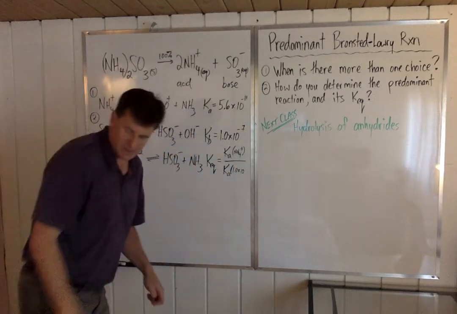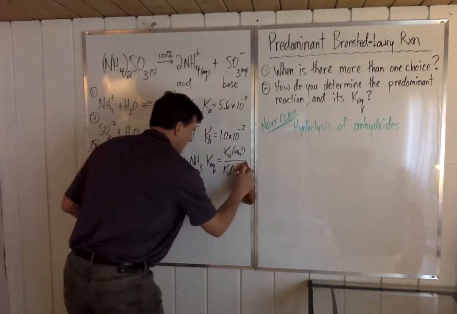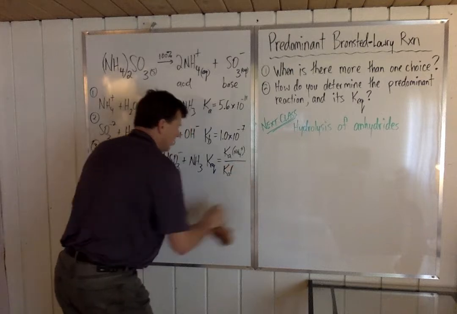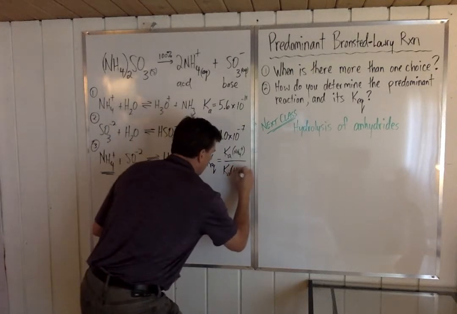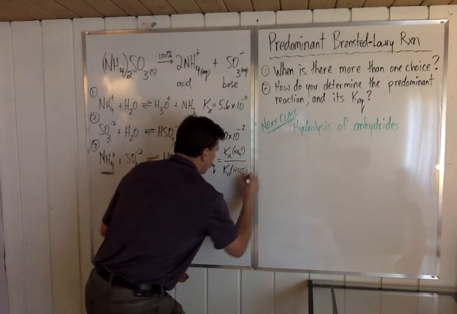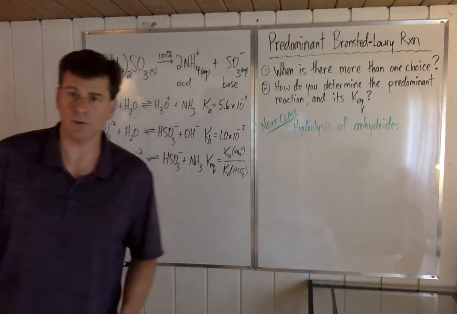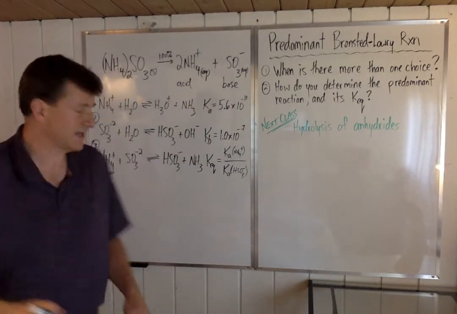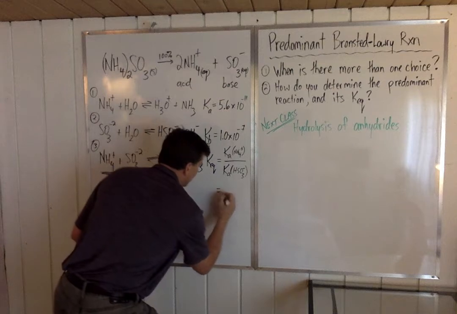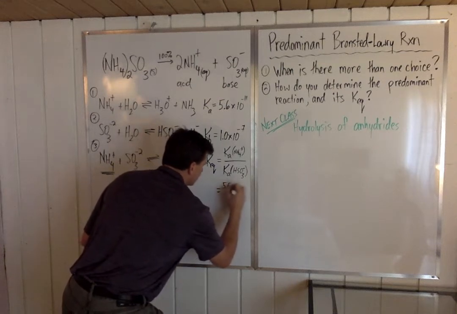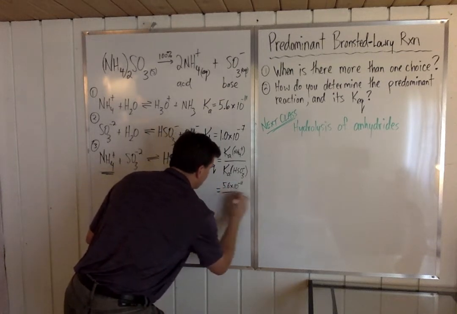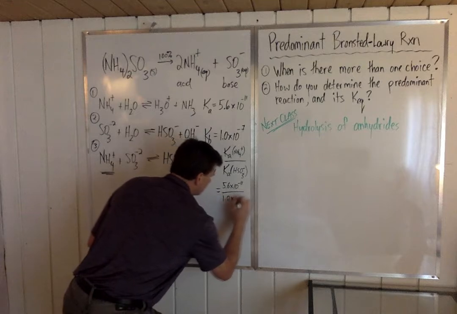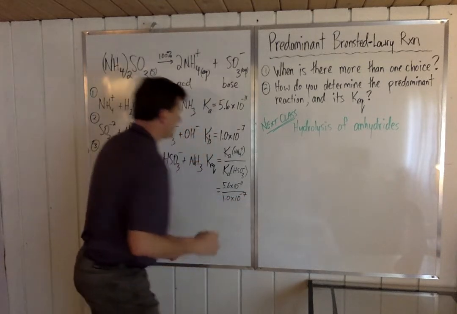So this is the Ka of, oh, sorry. Didn't mean to write in the number yet. The Ka of HSO3 minus. The Ka of the forward acid divided by the Ka of the reverse acid. So that is 5.6 times 10 to the negative 11 divided by 1.0 times 10 to the negative 7.